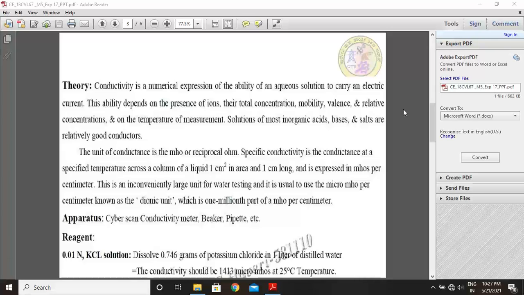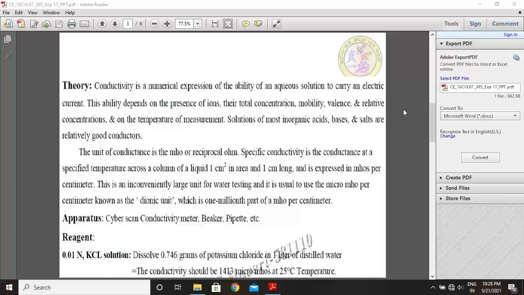Solutions of most inorganic acids, bases and salts are relatively good conductors. The unit of conductance is the micro ohm or reciprocal ohm. Specific conductivity is the conductance at a specified temperature across a column of a liquid 1 centimeter square in area and 1 centimeter long, and is expressed in micromhos per centimeter.